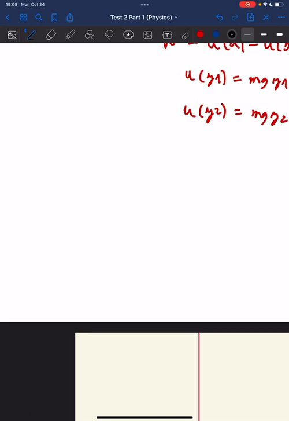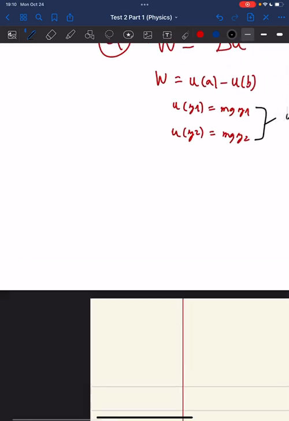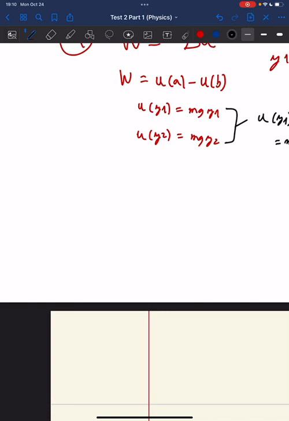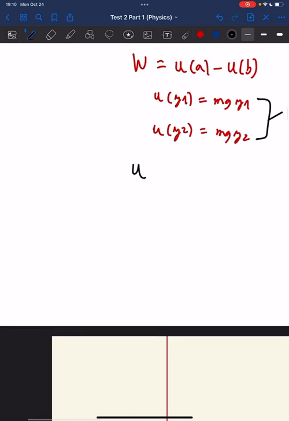In this case we conclude that even if the work is negative or positive, both y1 and y2 will be affected no matter what, because it all depends on what the problem says about the change in potential energy. So it will be U of y, it will be mgy.